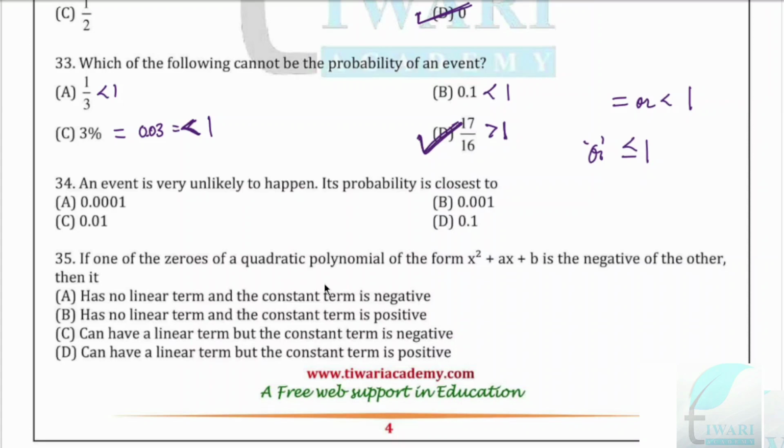Question number 34. An event is very unlikely to happen. Its probability is closest to? See, if an event is very unlikely to happen, that means the probability should be very less than 1. So only one value is very less than 1. That is option A. So option A is right answer.